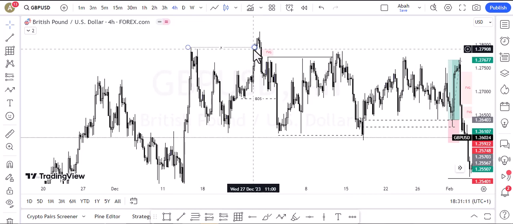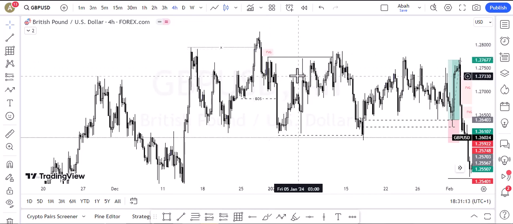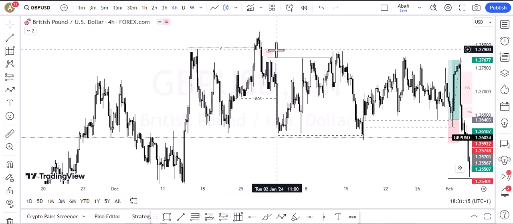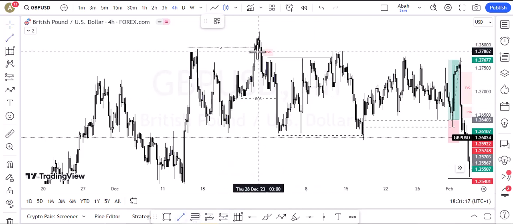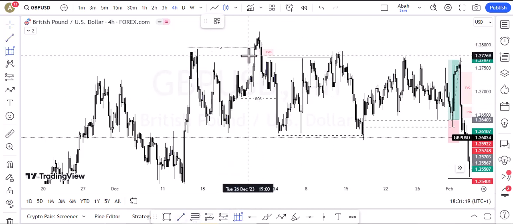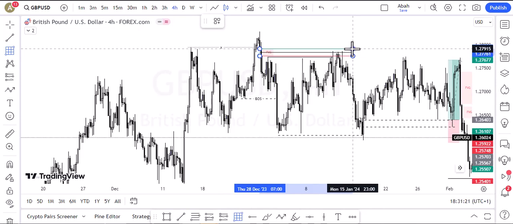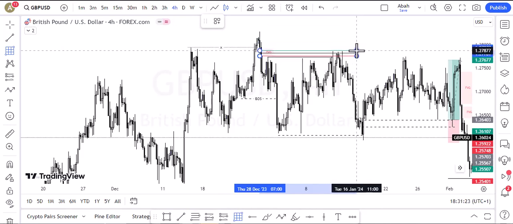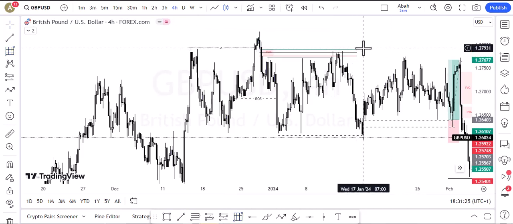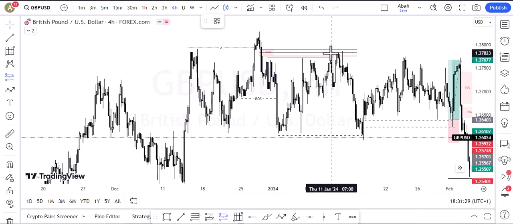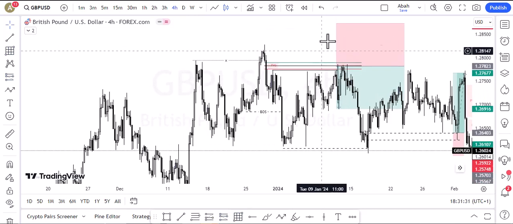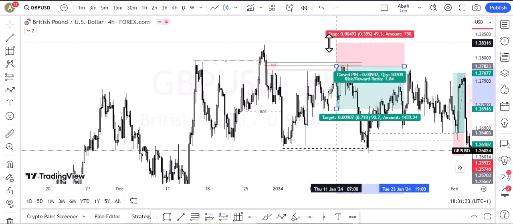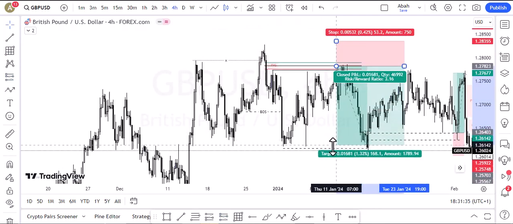This is my A+ setup. After seeing this happen, now price will probably be around here. After seeing this happen, what am I going to do? I'm going to use my gun box to mark out my fair value gap, and then place my order at the middle or the center of the fair value gap. And this is it. My target is here. This is my target.